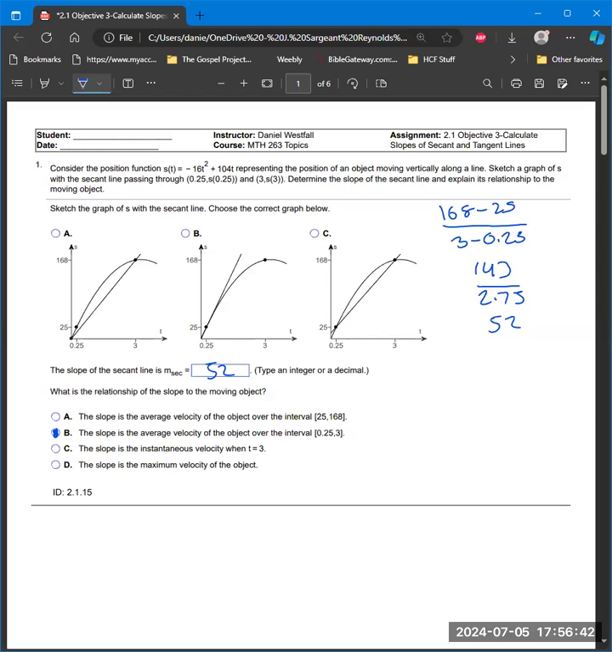And I didn't pick the graph here, but if you would graph this in your graphing calculator and draw a line that connected the 2 points, it would be C, because we have the points 0.25 and 25, and 3 and 168. So there you go.